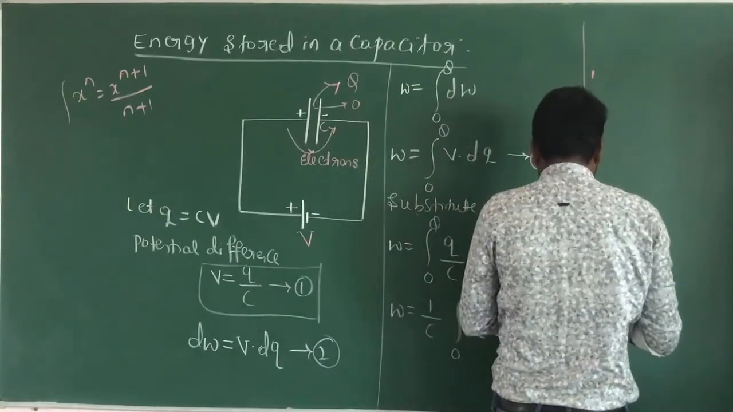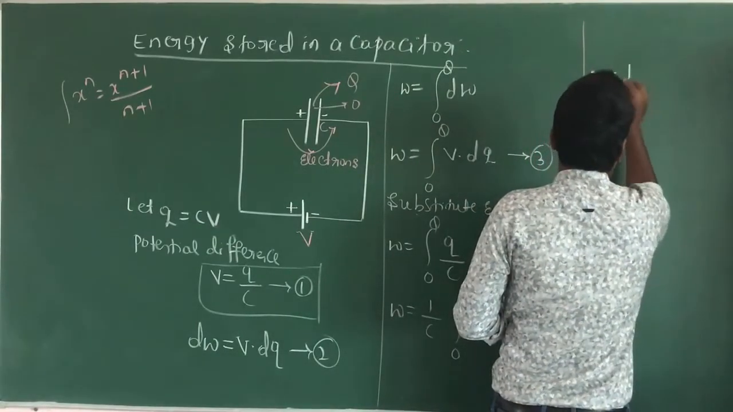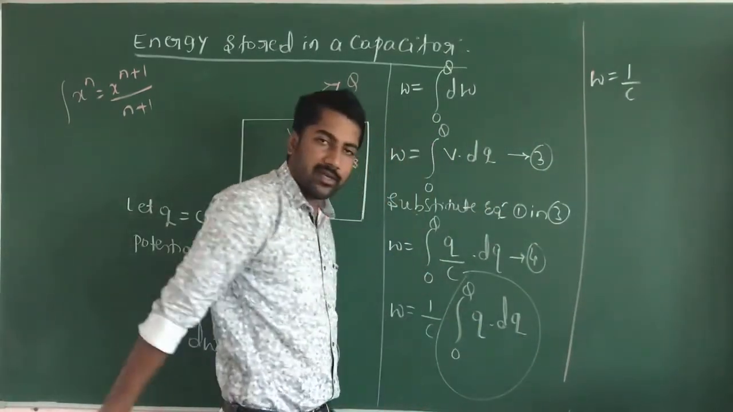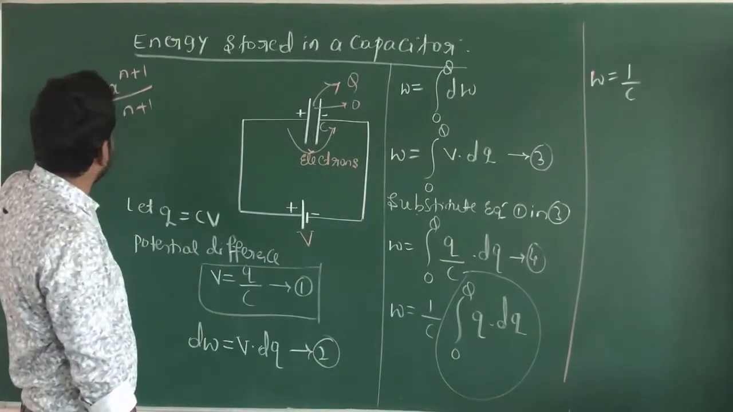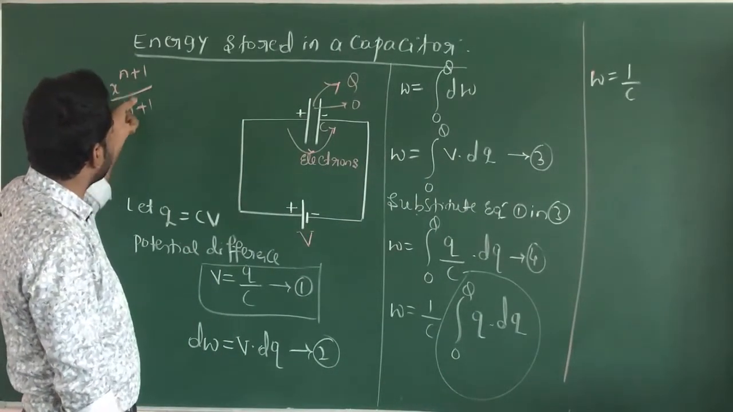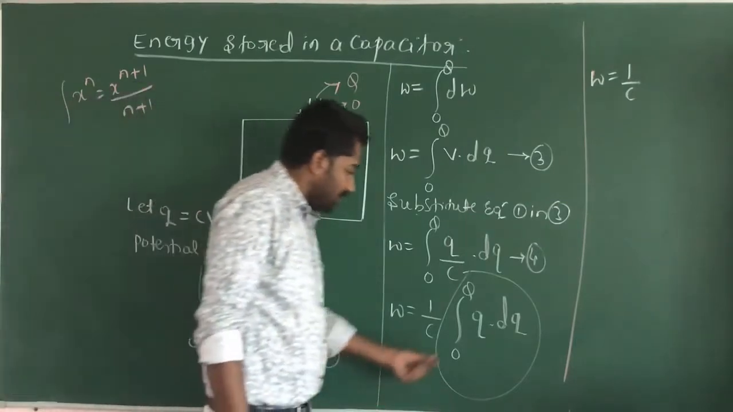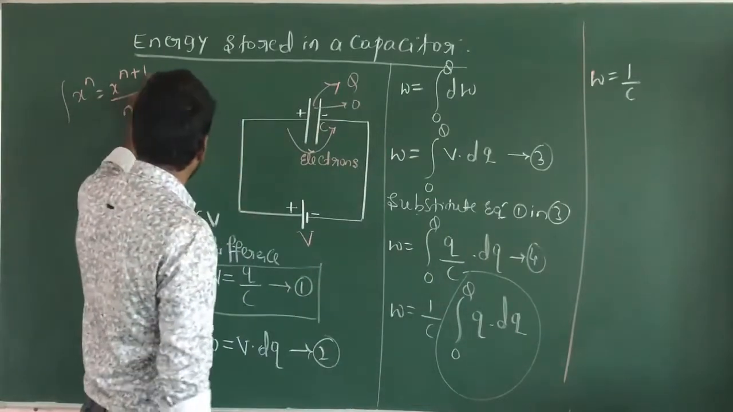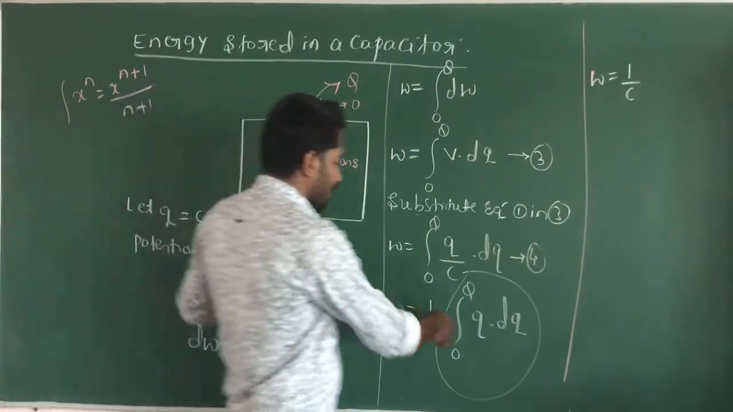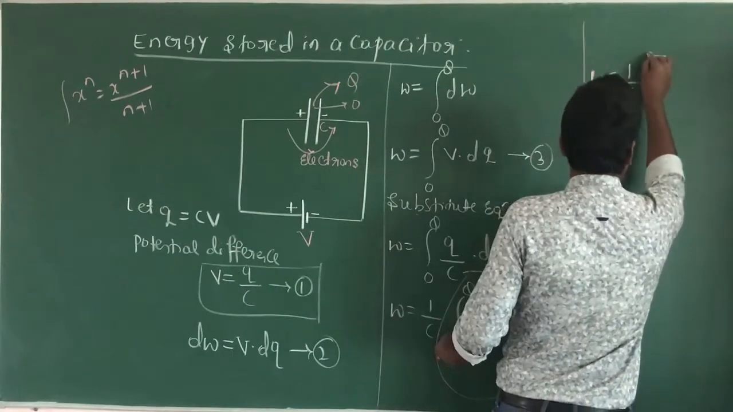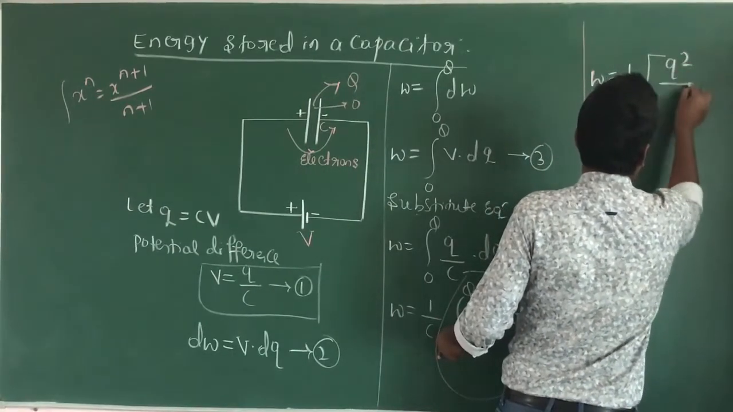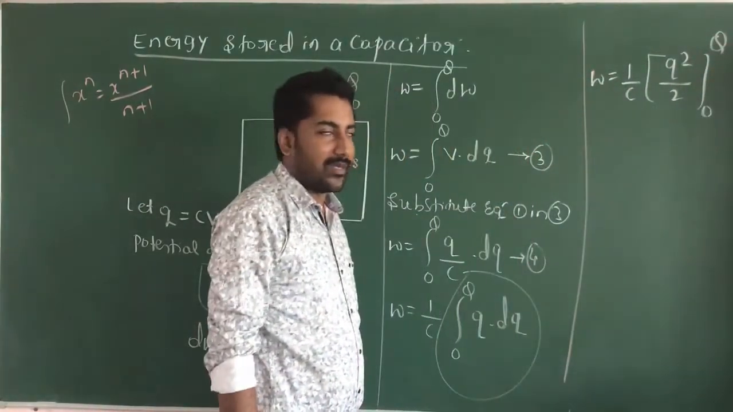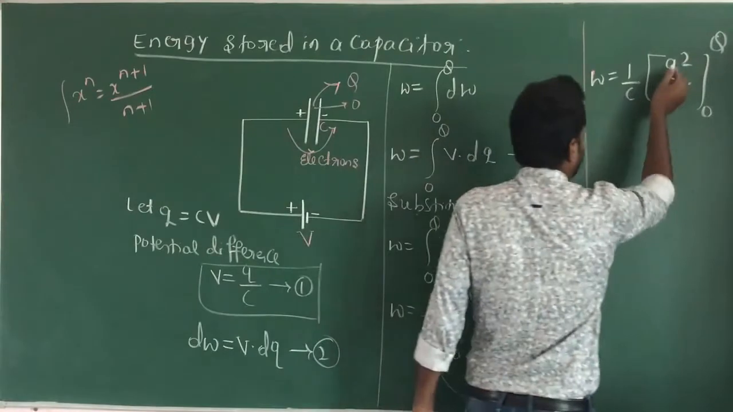W is equal to 1 by C. When you are integrating this equation, it is in the form of integration of x to the power of n is equal to x to the power of n plus 1 divided by n plus 1. Integration from 0 to Q of Q into dq gives Q to the power of 1 plus 1 divided by 1 plus 1. Now you get this equation: 1 divided by C times Q square divided by 2, with the initial limit 0 and final limit Q.